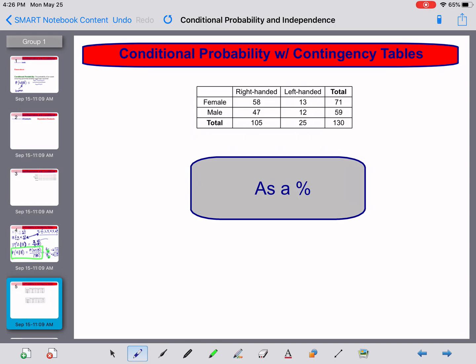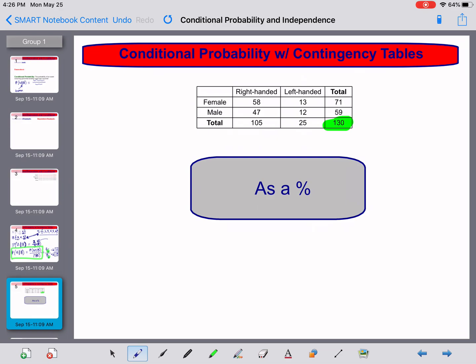Yep, this is a contingency table based off situations that we have. You can use this to find the probabilities. So I've broken it down to female, male. We're saying out of a group of 130 people, you'll always have these totals at the end, and you need that to be able to write your probabilities.